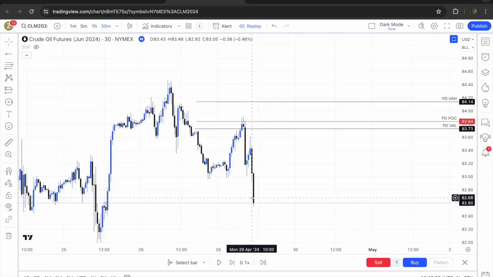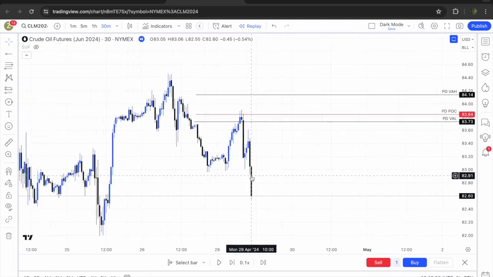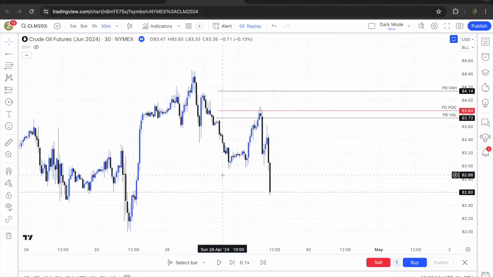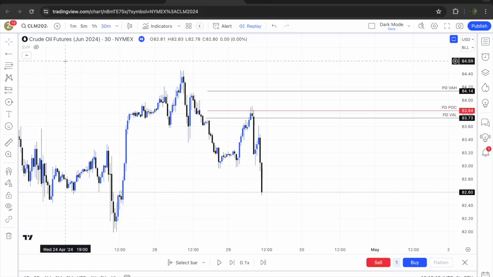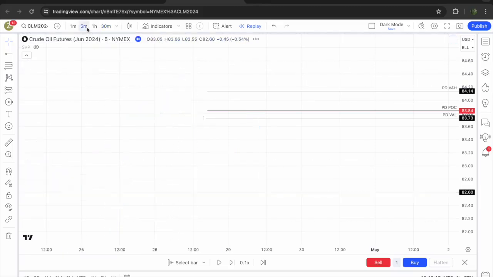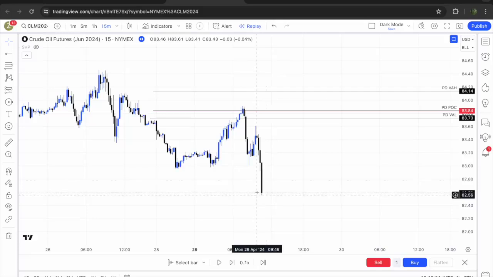So this is 10 a.m. right now. Now, I took a short a little later in the day. Now, this is where ICT concepts are going to come in and they can help me find an entry. So let's go to the 15-minute chart. So if I remember correctly, I took my short around 11 a.m. or maybe 12. Let's see.